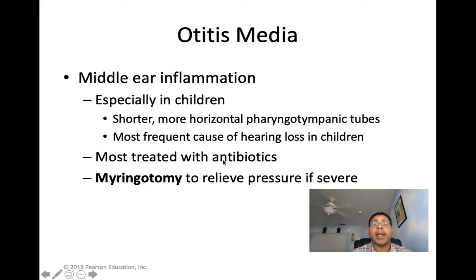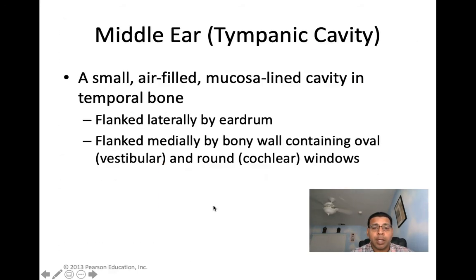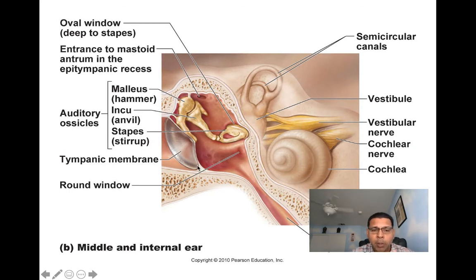Most are treated with antibiotics, and we can also do a procedure called a myringotomy, in which we insert tubes to help relieve the pressure if it becomes severe. So here, what would happen is they would have tubes basically inserted in the tympanic membrane.